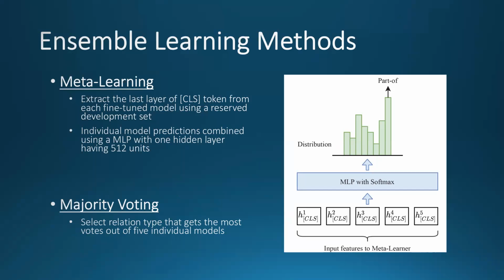We considered two ensemble learning methods. We first consider an MLP as a meta-learner. Specifically, we extract the last layer of the CLS token from each fine-tuned model. We have 5 different models here. Then we combine the model predictions using the MLP. Secondly, we consider majority voting, which selects the relation type that gets the most votes out of the 5 individual models.